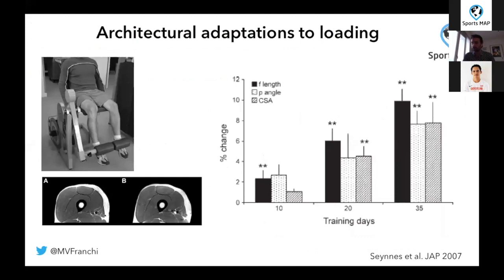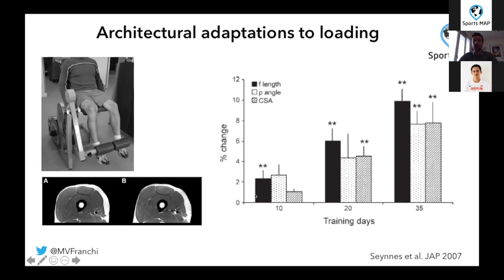And what about loading? Whenever we apply a mechanical stimulus on a muscle, we also see an architectural response. This is another, in my opinion, very good study from a good friend and colleague, Olivier Seynnes, and it was done in Manchester when he was back there. He showed that there's a response of architectural adaptations to flywheel yo-yo leg extension exercise already after 10 days of training.